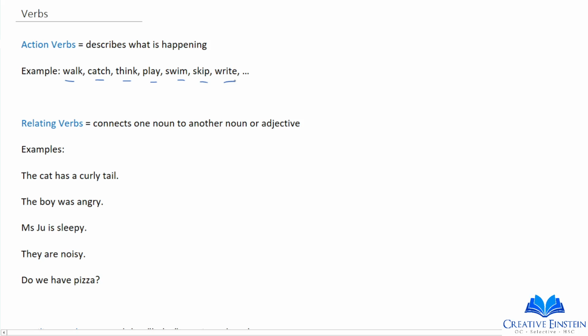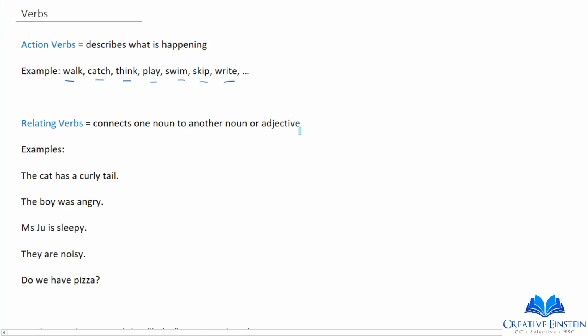The one that a lot of people are not familiar with is relating verbs. Relating verbs connect one noun to another noun or an adjective. And remember what I said, every single sentence must have a verb. So let's take a look at some examples.